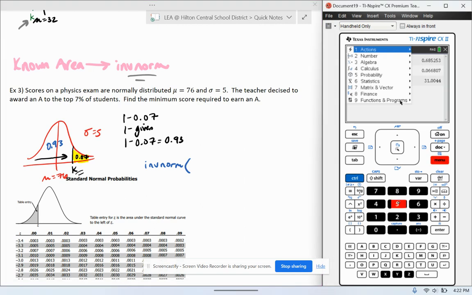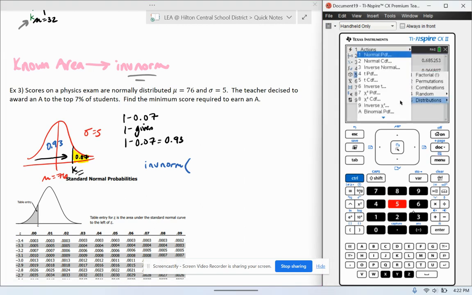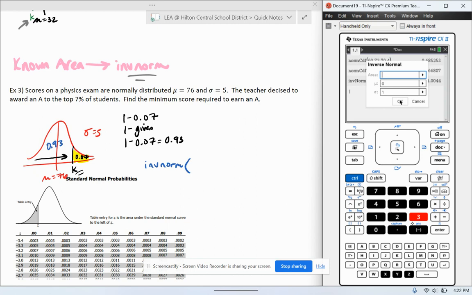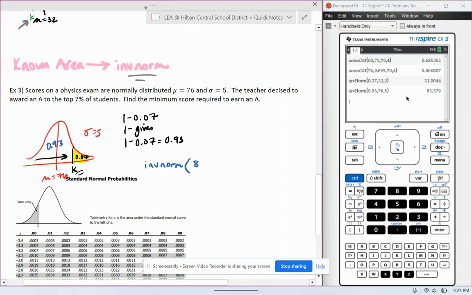So we've got menu 5, 5, 3 for inverse norm. Our area to the left is 0.93. Our mean is going to be 76, and our standard deviation is 5. All right, so kids got to get an 83.